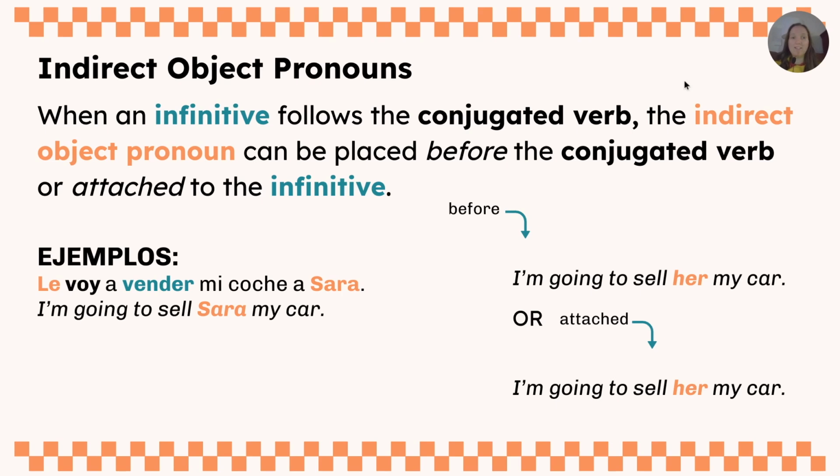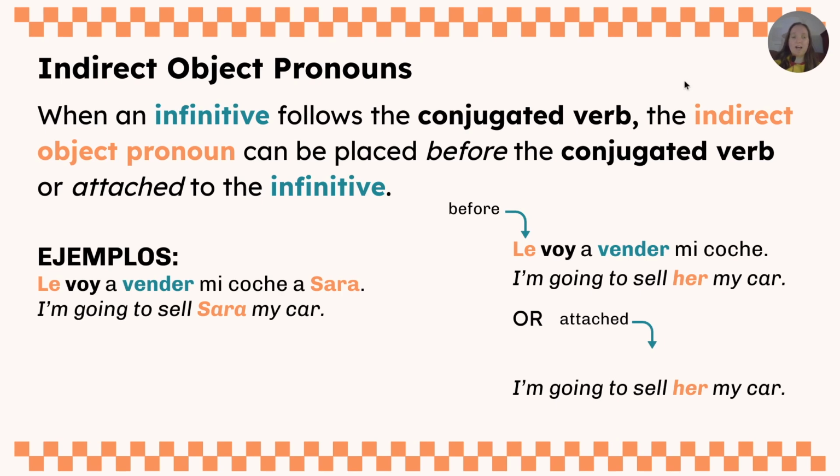Go ahead and pause the video and try this first example, putting the indirect object pronoun before the conjugated verb. If we put the indirect object pronoun before the conjugated verb, it will look like this. Le voy a vender mi coche.